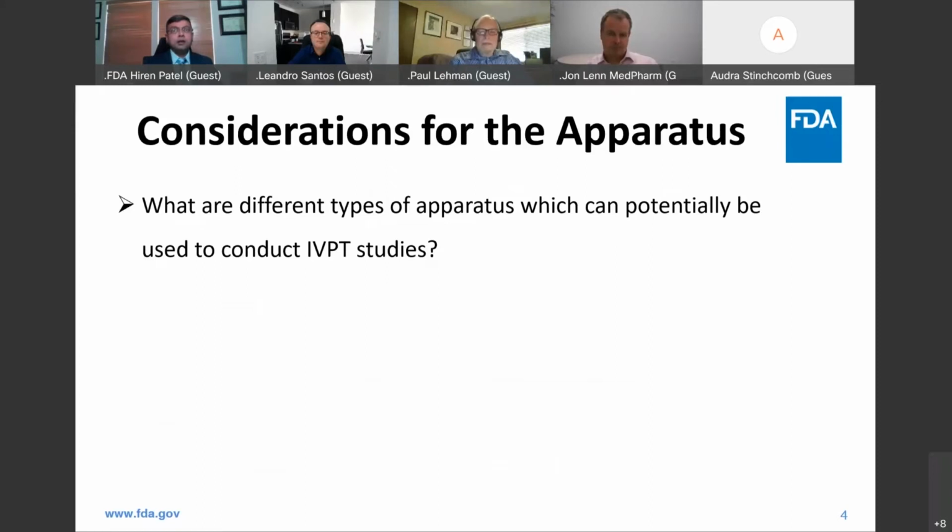I would like to start with consideration for the apparatus. When it comes to apparatus for IVPT studies, there are no recommendations about compendial apparatus unlike IVRT studies. Now, earlier we heard about the most commonly used apparatus being a vertical diffusion cell, a flow-through diffusion cell, and some others. The first question that arises is, what are the different types of apparatus that can potentially be used to conduct IVPT study? And you can list the name of apparatus that you routinely use to conduct the studies.